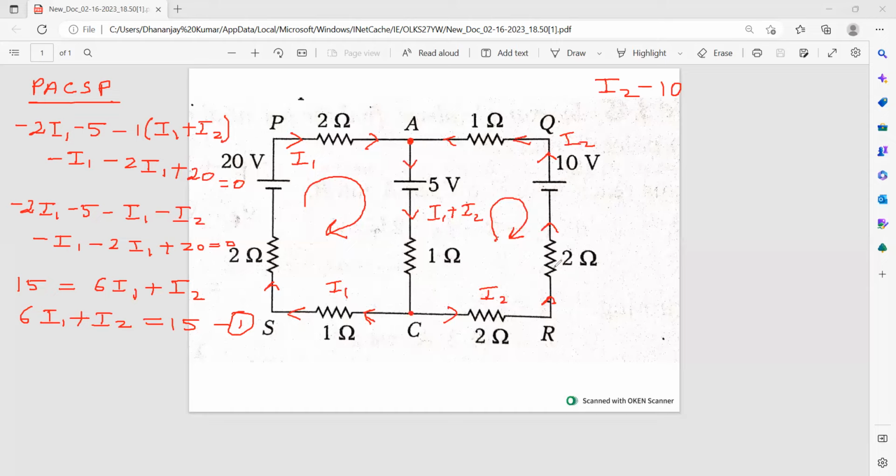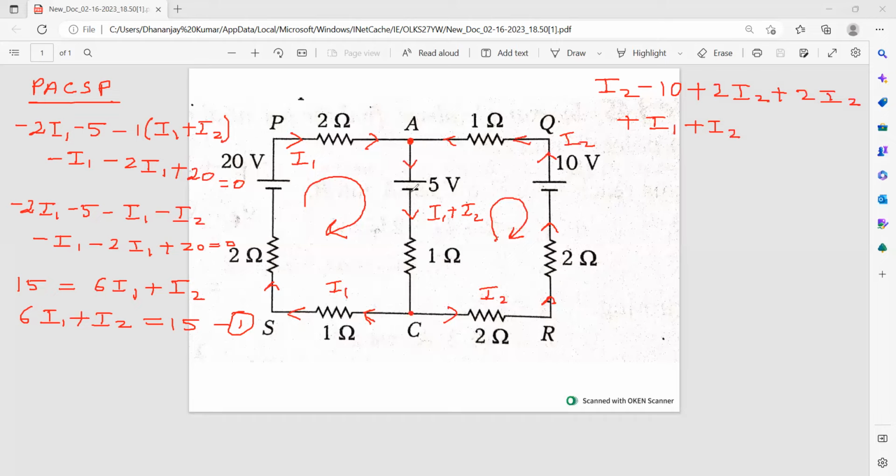Then again, for this portion for 2 ohm, we are moving opposite to the current, so rise of voltage again. Plus 2 into I2. Then here again we have plus 2 I2. Then we have 1 ohm and I1 plus I2 is moving. Again, we are moving opposite to the current. So this is plus I1 plus I2.